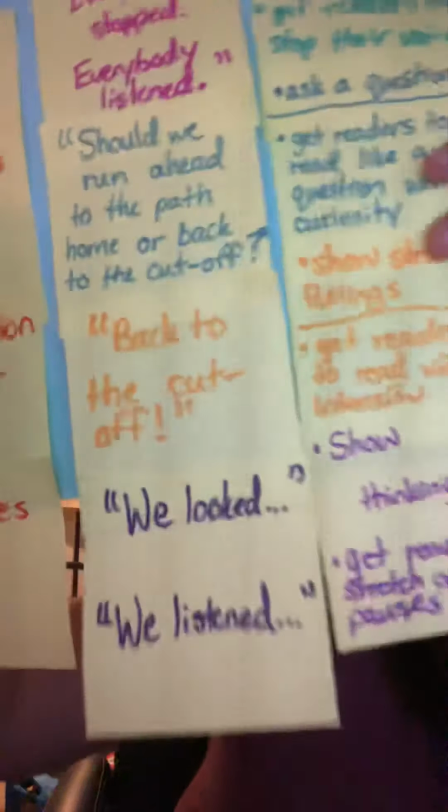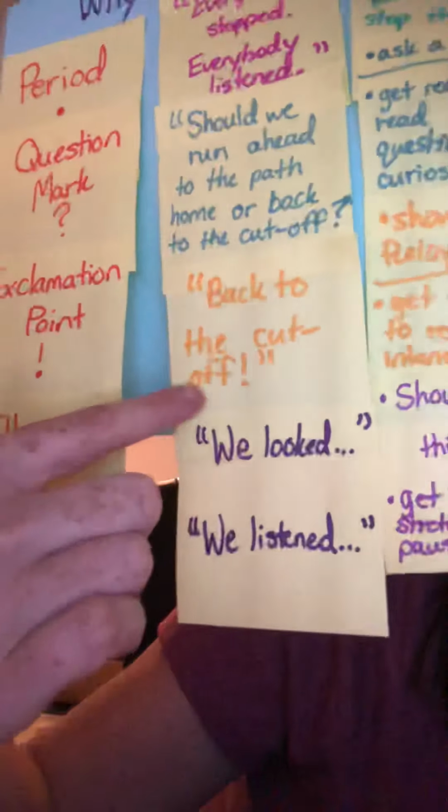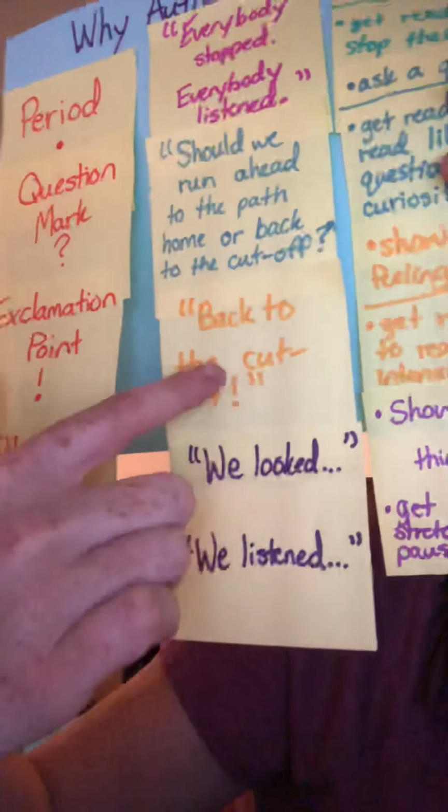So I'm going to share an example with you. Back to the cutoff. Back to the other line. We're going to Disney World! I went to Disney World! I got a baby sister! So again, if I saw this example right here, because of the exclamation mark, that's going to tell me that I need to read with excitement, that I need to raise my voice.